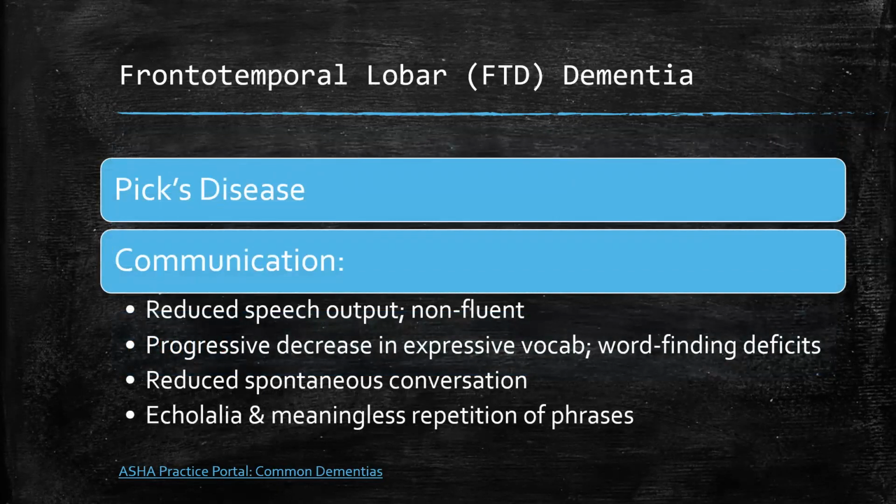Someone with Pick's disease is going to have a reduced speech output, typically non-fluent. They're going to have a progressively worsening expressive vocabulary. You'll see frequent word finding deficits. This all, of course, is going to lead to a reduced spontaneous conversation. These individuals with Pick's disease might also present with echolalia and have just a meaningless repetition of phrases.